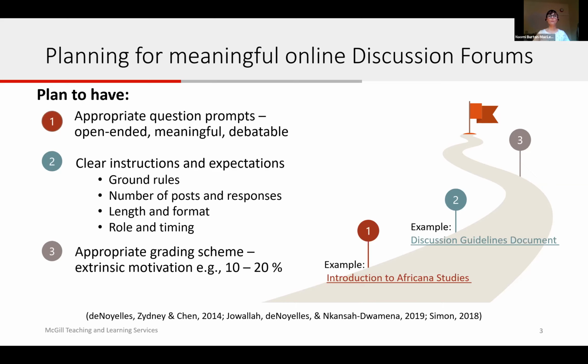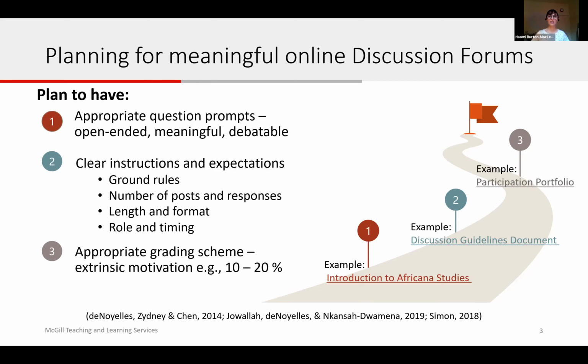And lastly, appropriate grading scheme. It certainly takes effort to participate in a meaningful discussion, whether that's in the classroom or online. So take a look at what would be an appropriate percentage to assign for students' participation, providing that extra extrinsic motivation for their participation as well.